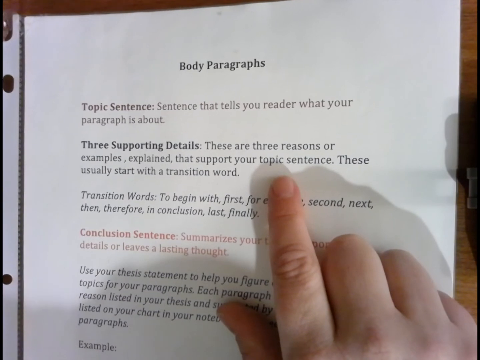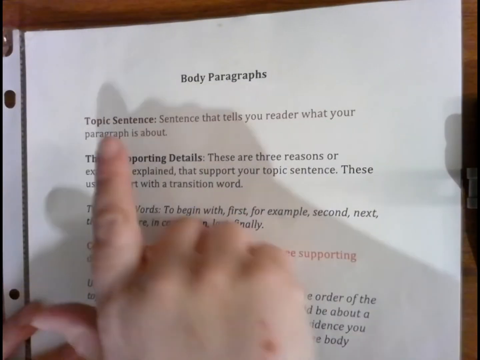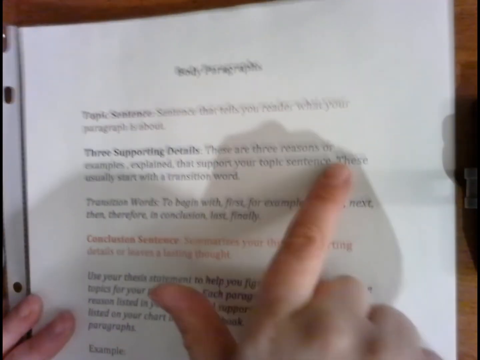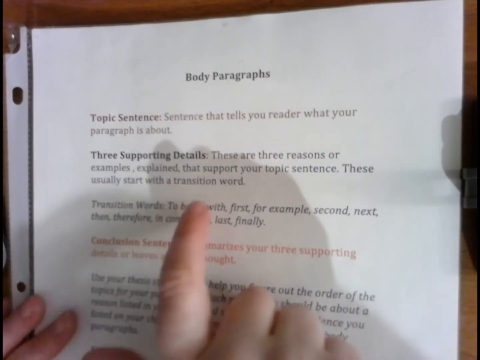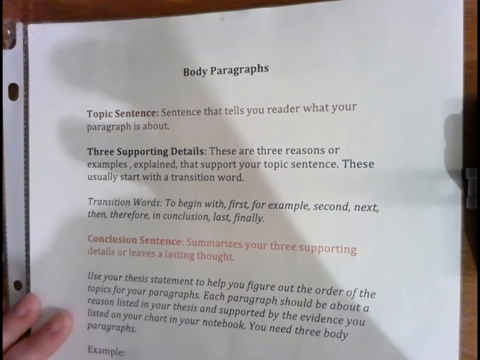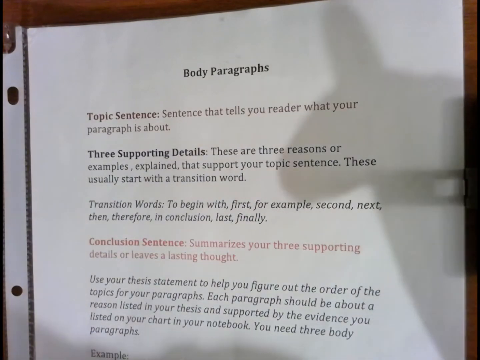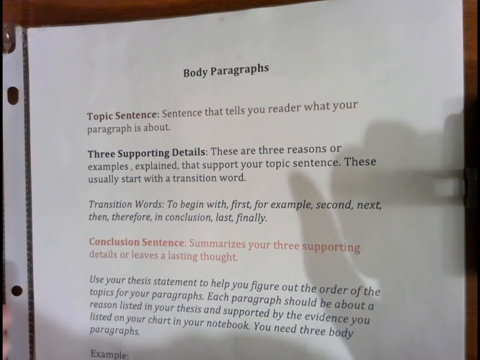You need at least 5 sentences per paragraph. 1 is the topic sentence, and 1 obviously is the conclusion. So as long as you have at least 3 sentences here, you're okay. But sometimes you might have 3 reasons that you want to explain. So I'm going to say 5 to 10 sentences per paragraph.